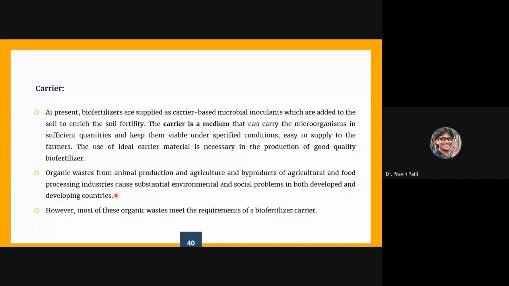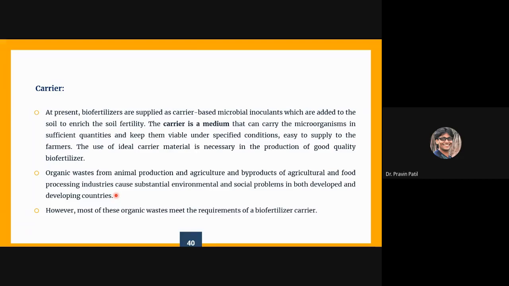So let's focus on the carrier part. How could we use this agriculture waste which is being produced as a carrier? In two ways we can use this agriculture waste. Either we can use it as a carrier, where the grown microbes are being put on that carrier, and that carrier is being circulated into the market.